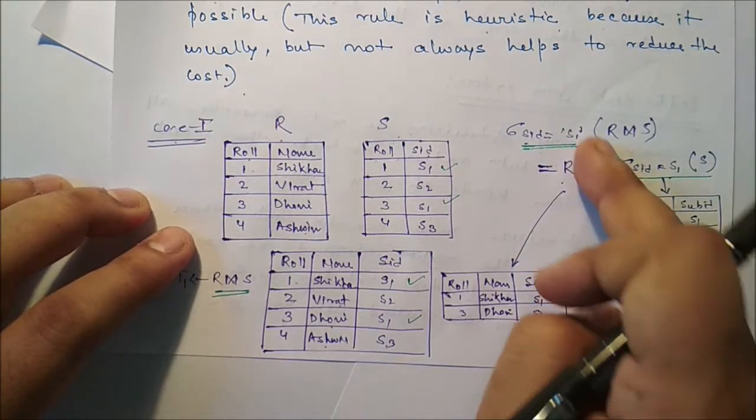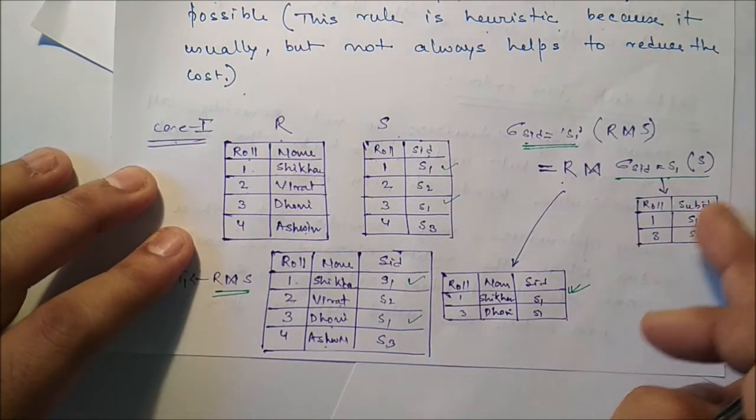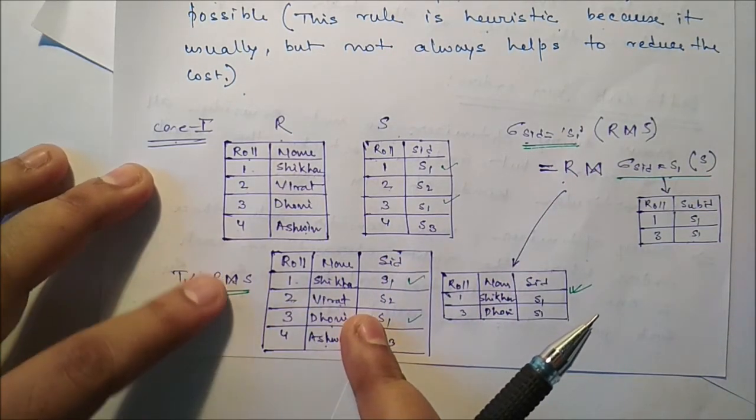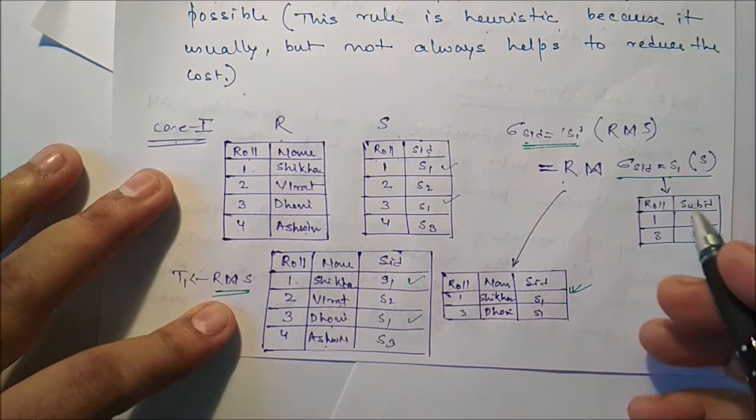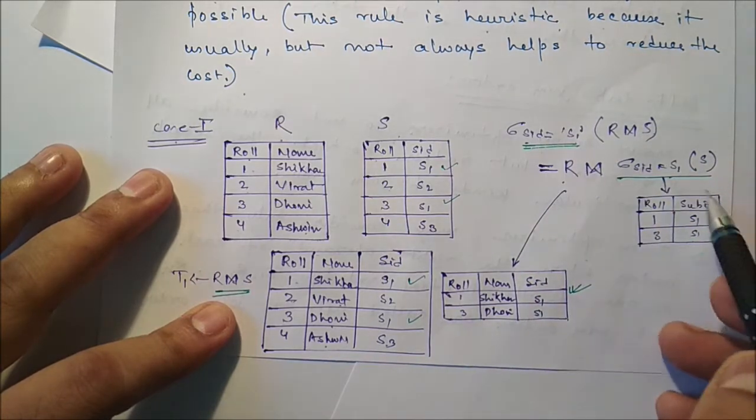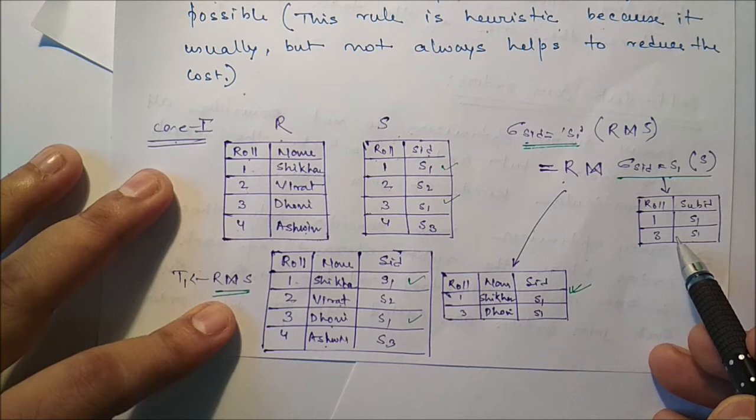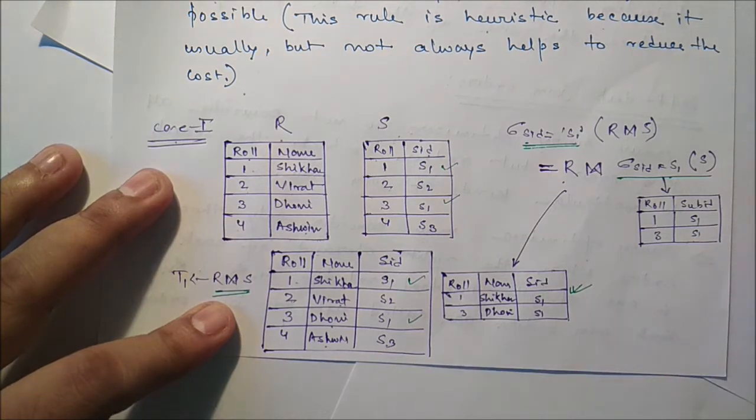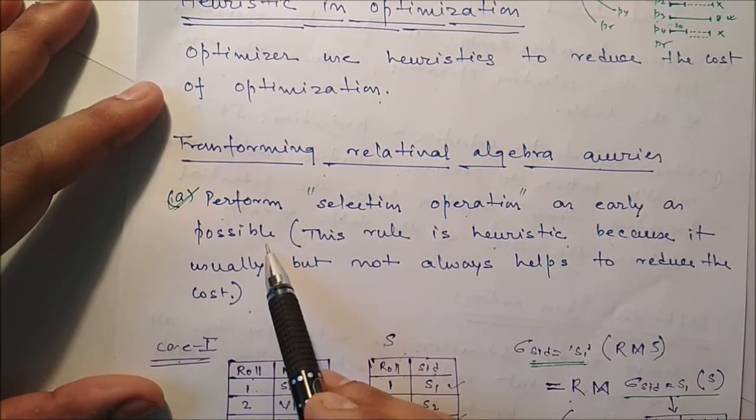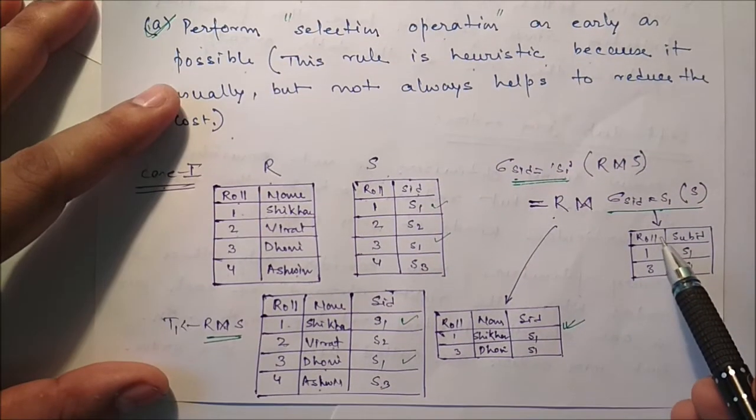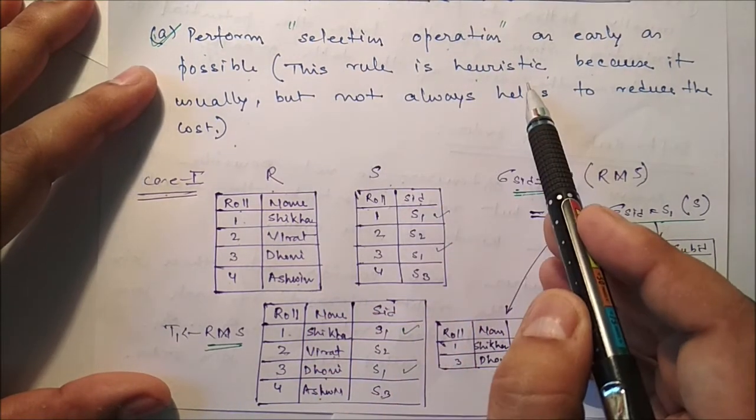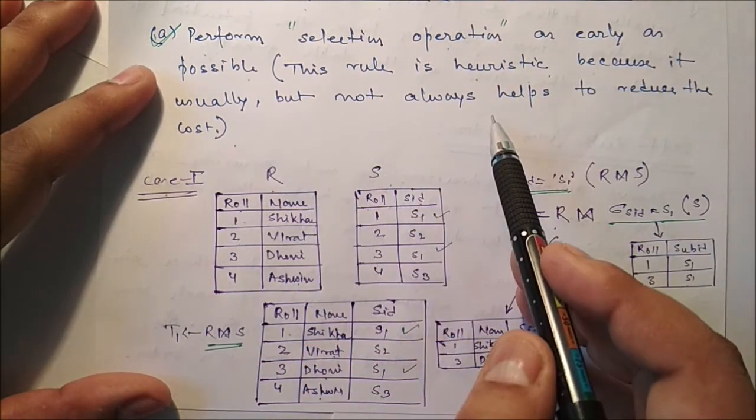Now if you compare these two evaluation plans, this particular evaluation plan is better because it will create a small intermediate table as compared to the other evaluation plan. So definitely if you use the selection condition before join, the cost will be low because it creates a small intermediate result. Are you getting this? That's why it is said: perform selection operation as early as possible. If we apply the selection condition earlier, we can reduce the intermediate table size. But this rule is heuristic because it usually but not always helps to reduce the cost.